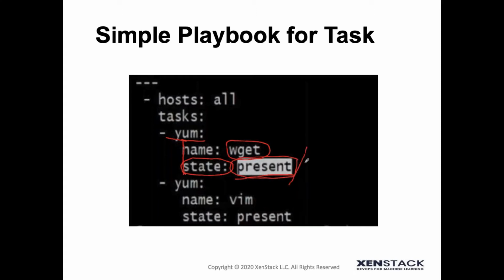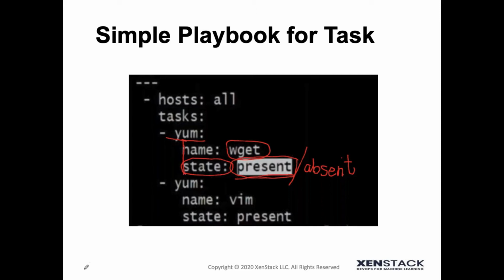Similarly, there are other yum package manager features. If you want to remove any package, you need to use absent here. These values will help you to perform your task. Let's say you want to make some uninstallation of any present packages. Under the state, you just need to use the absent category. That will help you to remove that package from those remote machines or target machines.